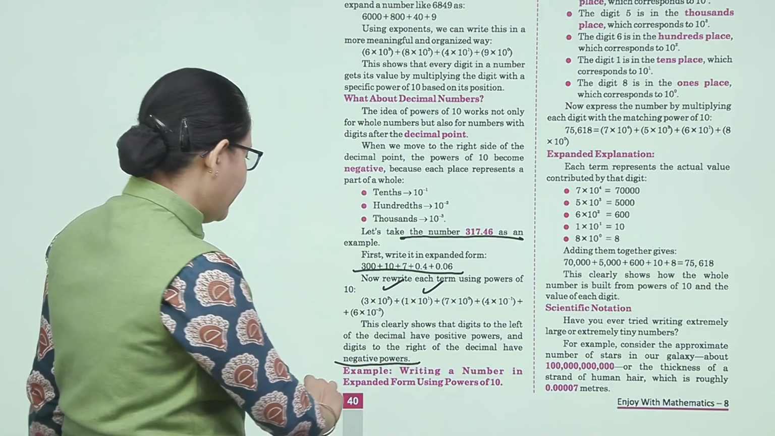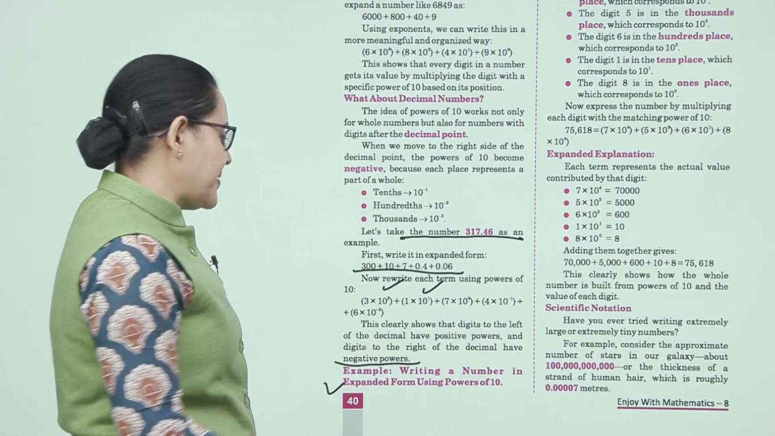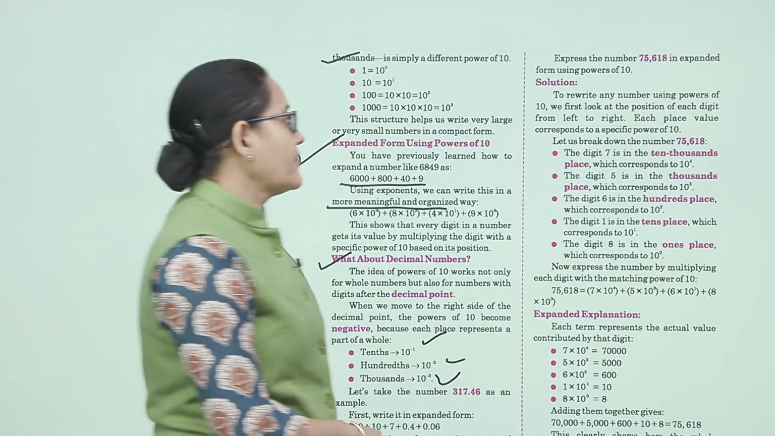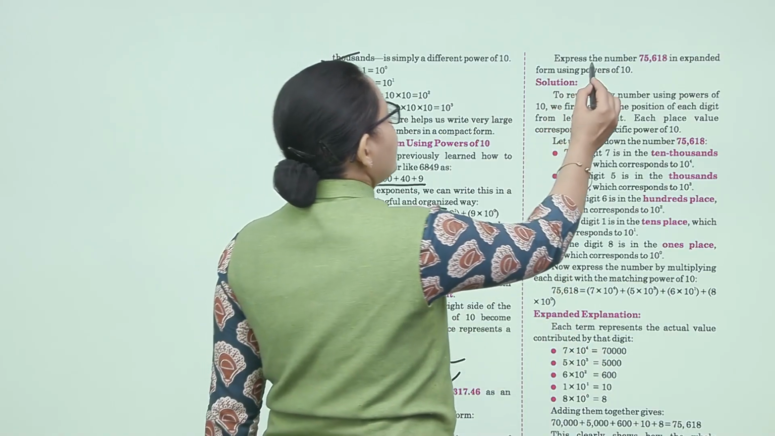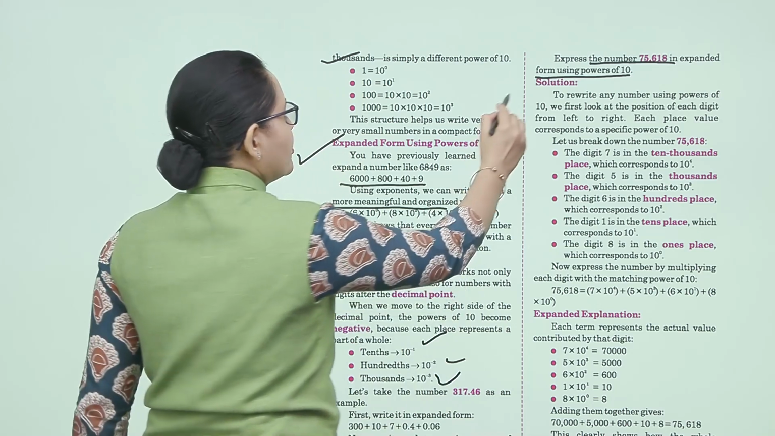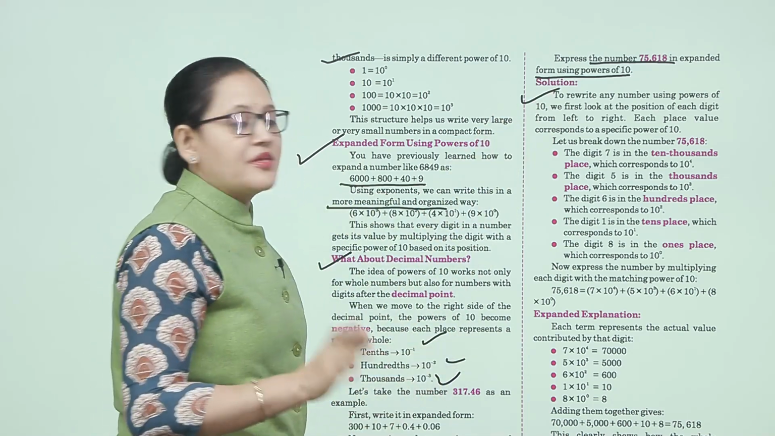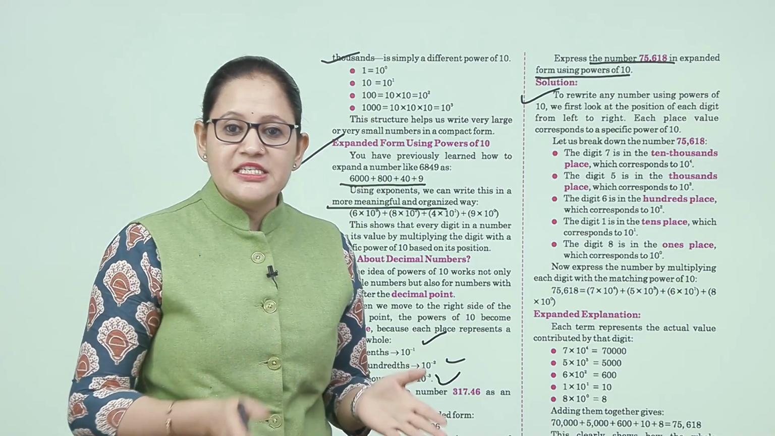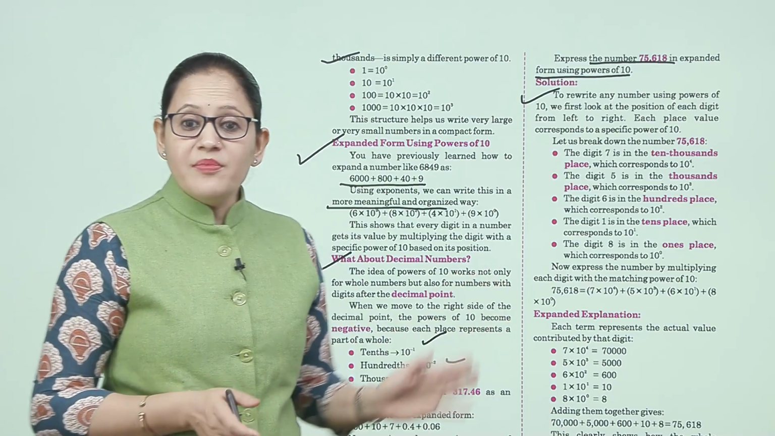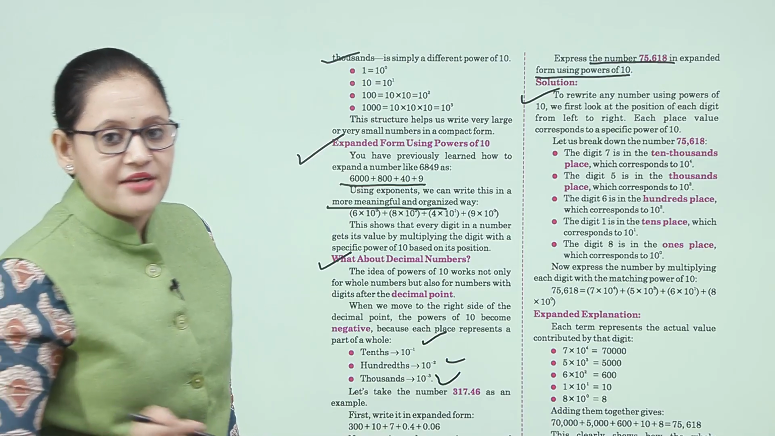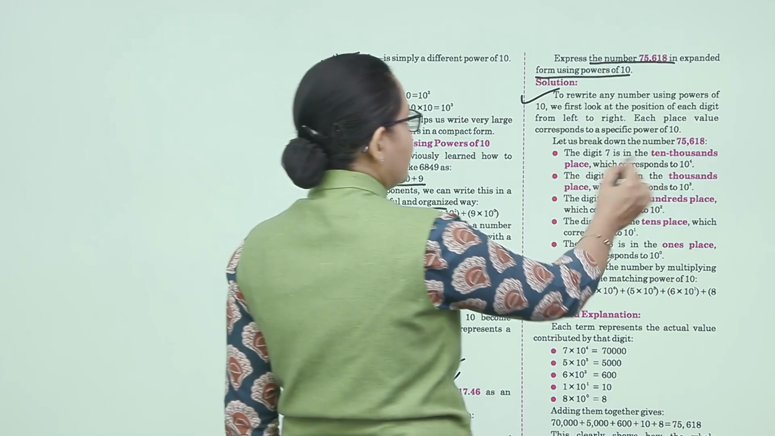Let's take an example, writing a number in expanded form using the power of 10. Suppose we have to express this number using the power of 10. Solution: to rewrite any number using the power of 10, we first look at the position of each digit from left to right. Each place value corresponds to a specific power of 10. Let's break down the number.